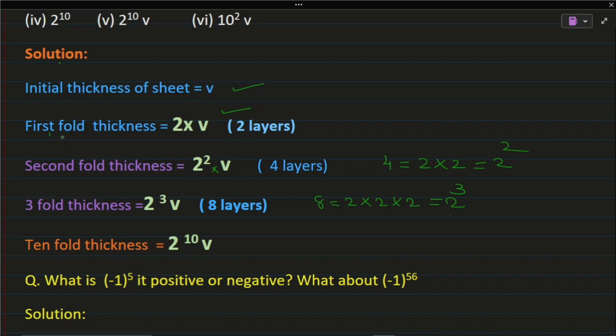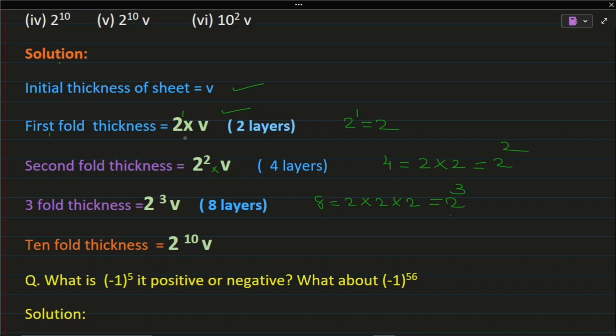So there is a connection between the folding and the power of 2. First fold, power of 2. 2 means 2 raised to 1. So here we can write 2 raised to 1, because both are same. 2 raised to 1 multiplied with V.